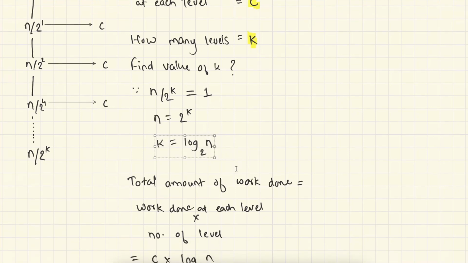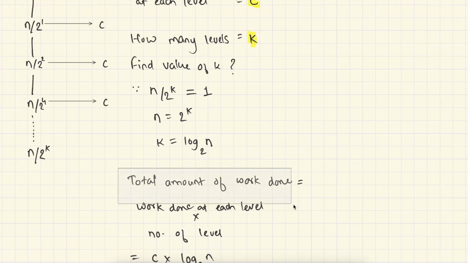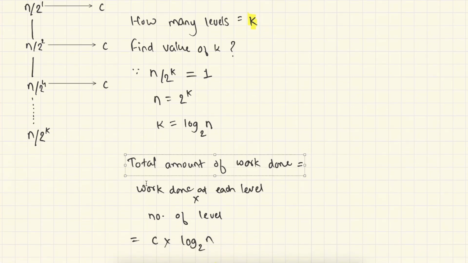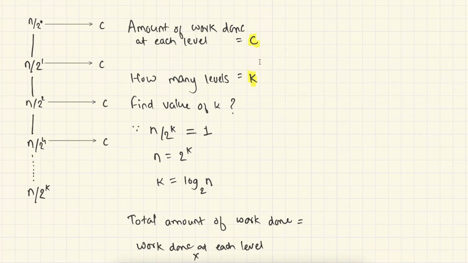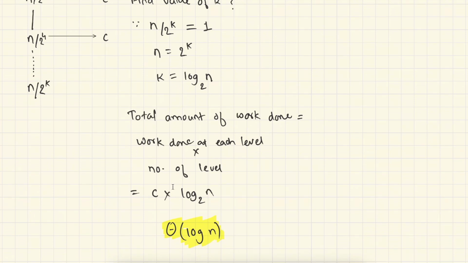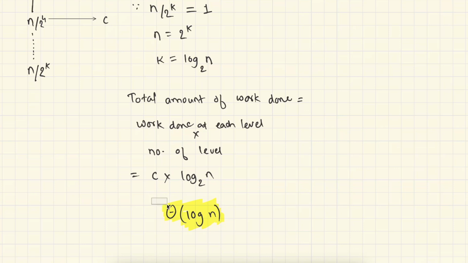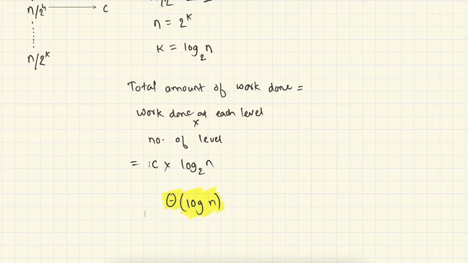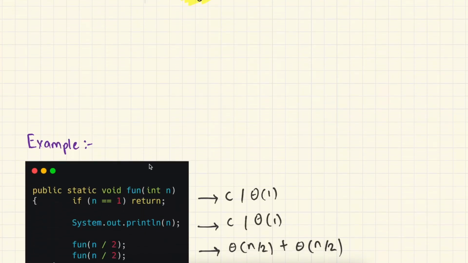Now let's calculate the total amount of work done. So the total amount of work done is equal to work done at each level times the number of levels. So the amount of work done at each level is c and the number of levels is log base 2 of n, right? So the time complexity or the order of growth of this recursive function is log base 2 of n. We are just ignoring constants because in asymptotic analysis we generally do not care about plus 1, minus 1, or any constants. Clear? Now let's move on to the next example.